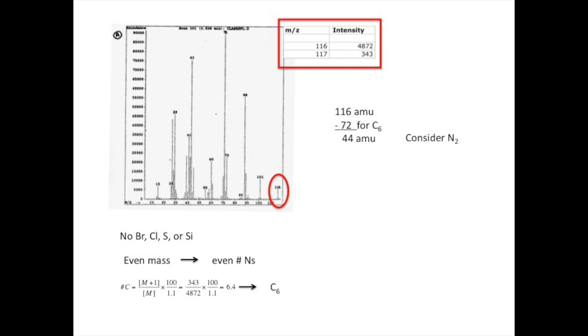Let's consider 2 nitrogen atoms. That leaves 16 atomic mass units, which appears to be a reasonable number for hydrogen atoms in this molecule. So we have a formula of C6H16N2.